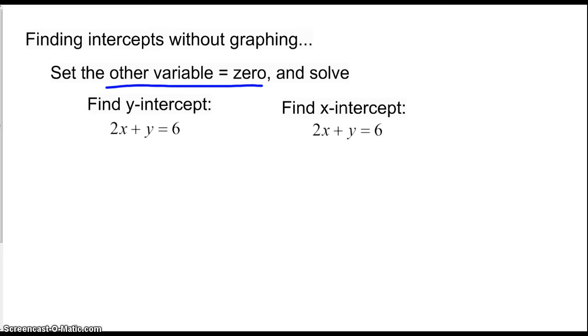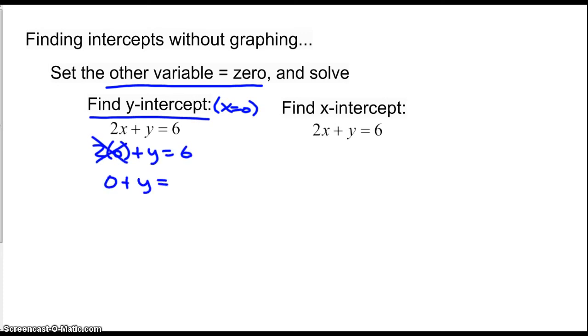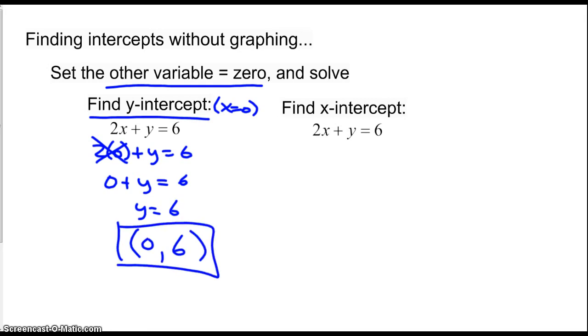So let's say I want to find the y-intercept. I can do that. That occurs when x is 0, so I'm going to just substitute 0 in for that x. And when I do that, this term with the 0 just goes away. I'm left with 0 plus y equals 6, or just y equals 6. And so that means that the y value at the intercept is the 6. But I plugged a 0 in for x, so that's how I could find that the y-intercept is 0, 6.